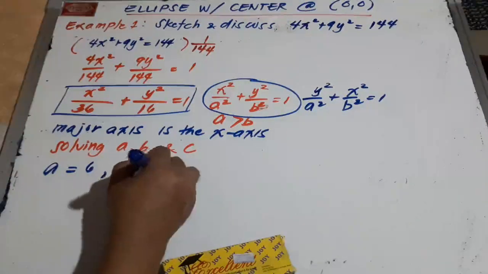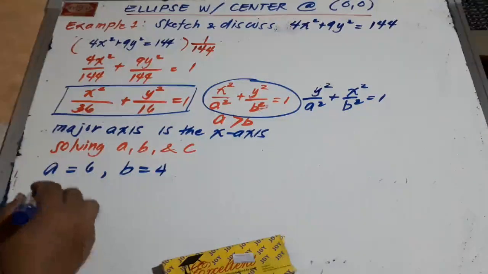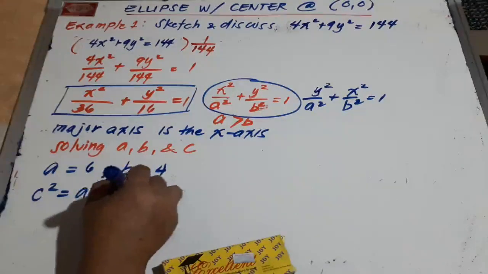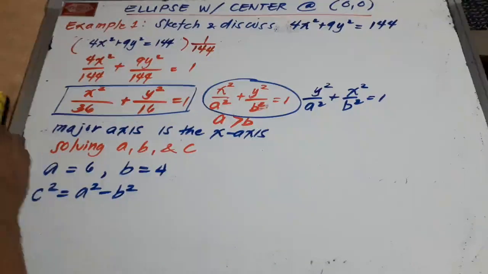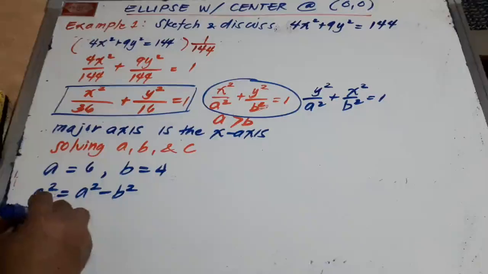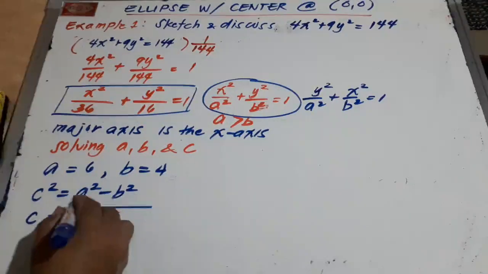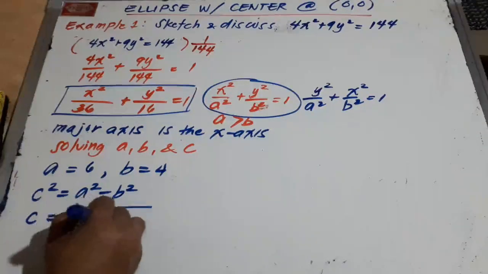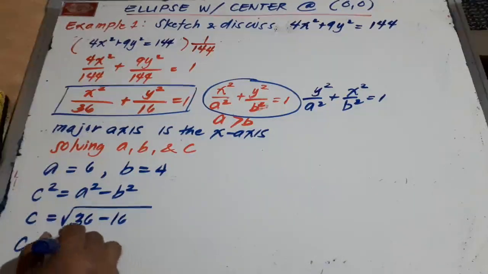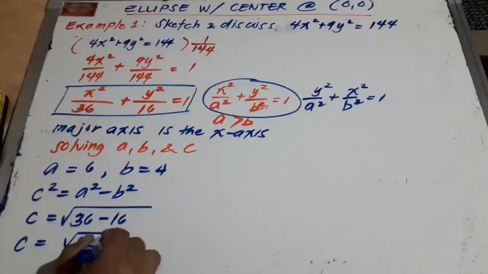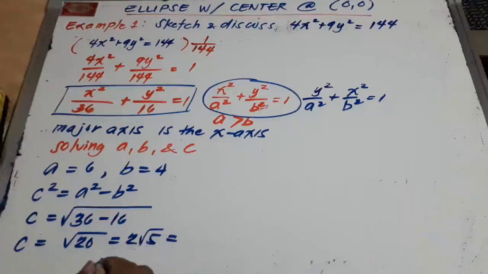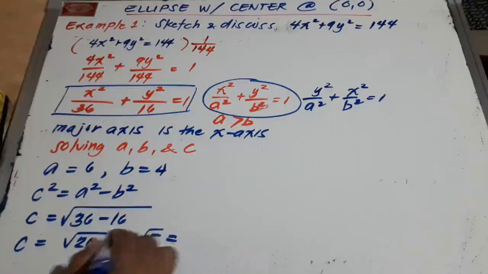Therefore, b equals 4. And to solve for c, we use the relation c squared equals a squared minus b squared. Okay? Paano yun? Plug in lang natin yung values of a squared and b squared. C equals square root of 36 minus 16. Therefore, c equals square root of 20, or that is equal to 2 square root of 5. In decimal, that will be equal to 4.47.